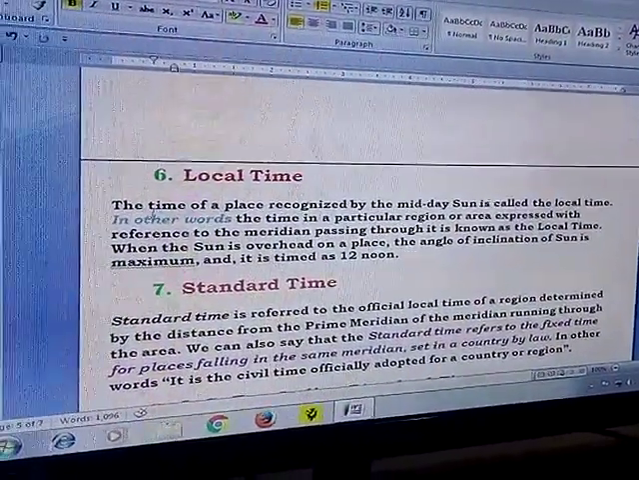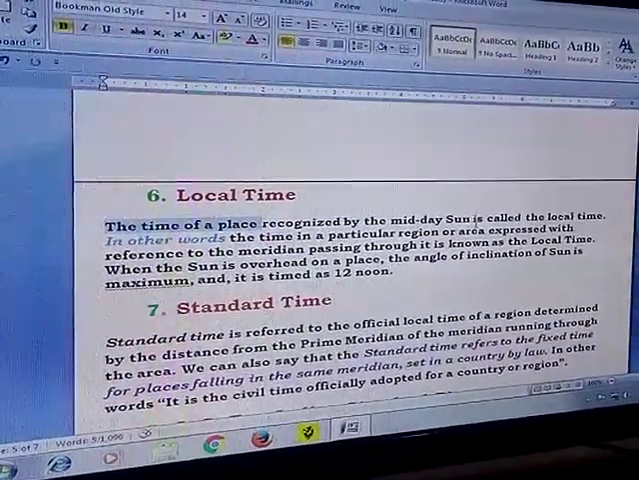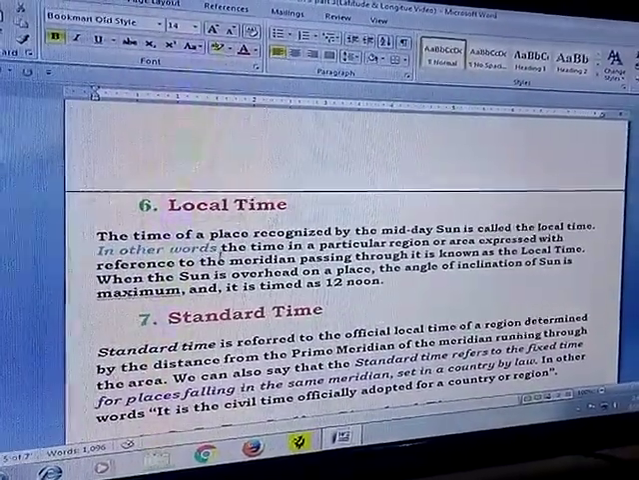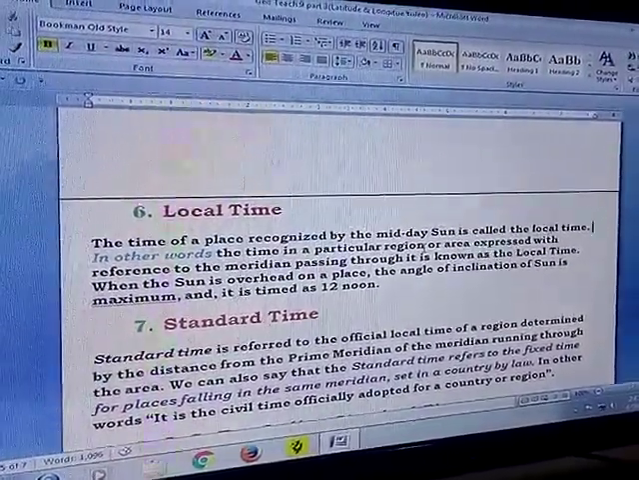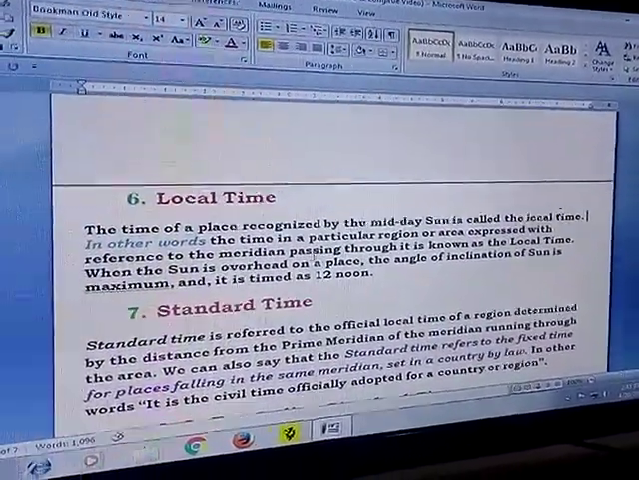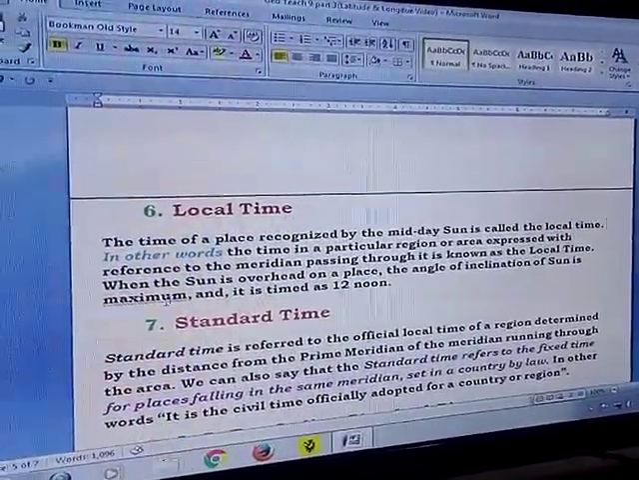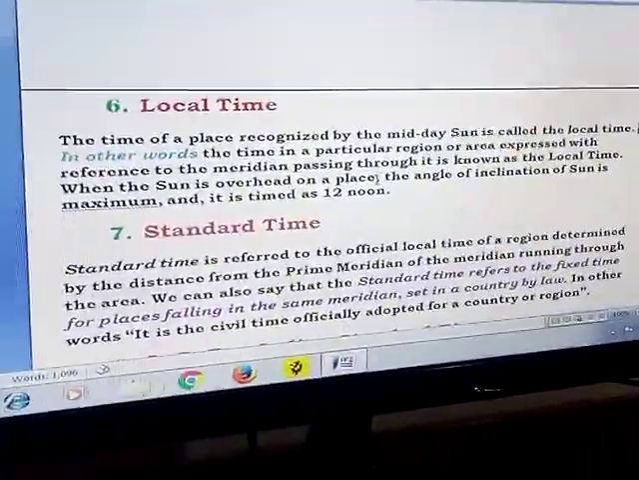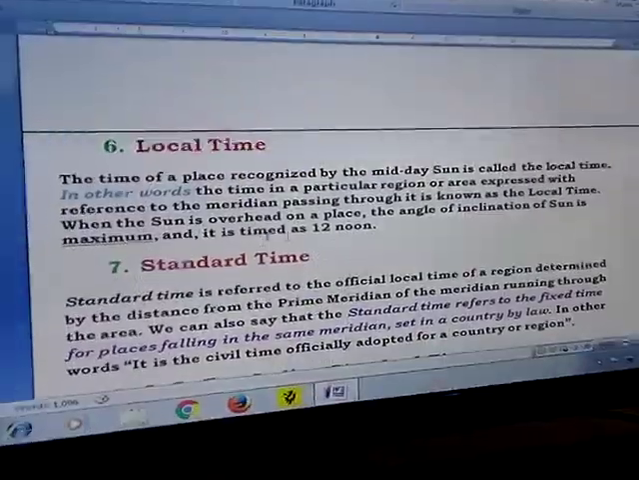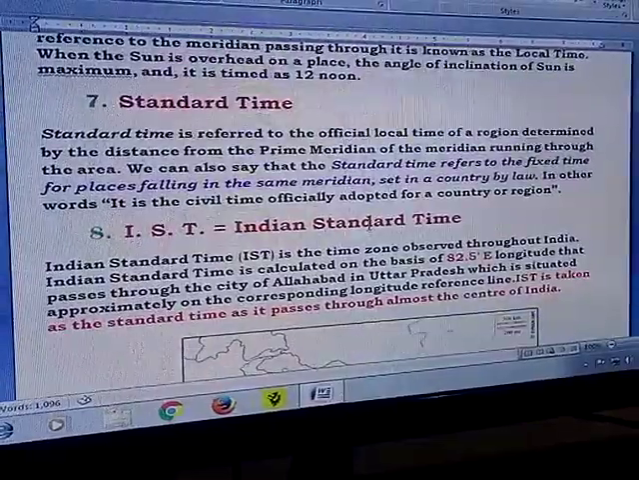Now, what is local time? The time of a place recognized by the midday sun is called the local time. In other words, the time in a particular region or area expressed with reference to the meridian passing through it is known as the local time. When the sun is overhead at a place, the angle of inclination of the sun is maximum and it is timed as 12 noon. Now, how is it different from the standard time?